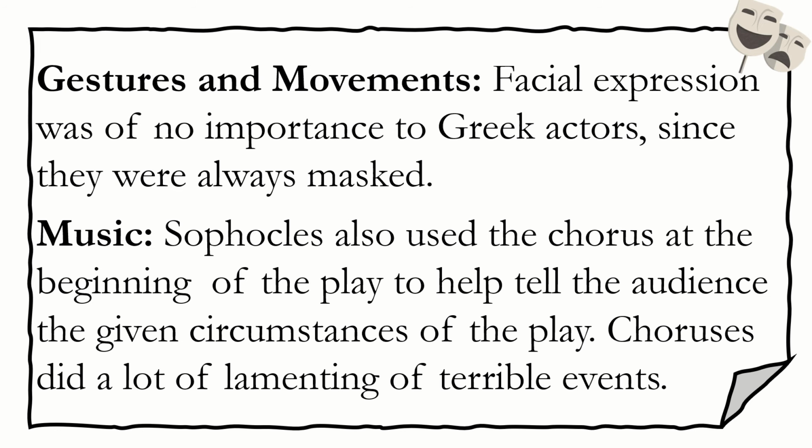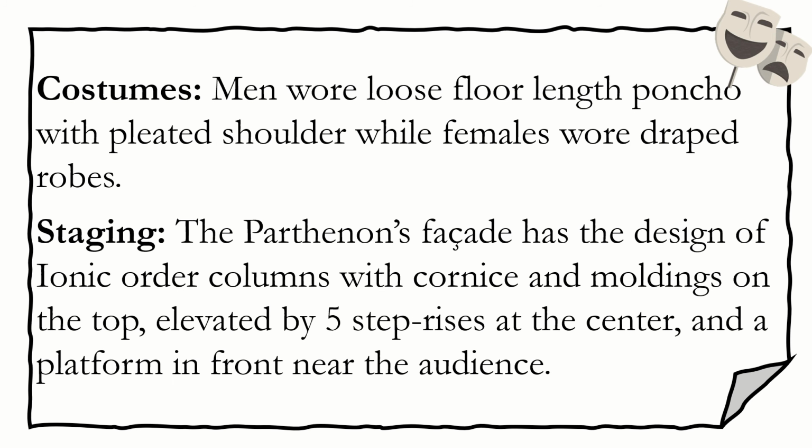Music. Sophocles also used the chorus at the beginning of the play to help tell the audience the given circumstances of the play. Choruses did a lot of lamenting of terrible events. Costumes. Men wore loose floor-length ponchos with pleated shoulders while females wore draped robes. Staging. The Parthenon's facade has the design of Ionic order columns with cornices and moldings on the top, elevated by five-step rises at the center, and a platform in front near the audience.